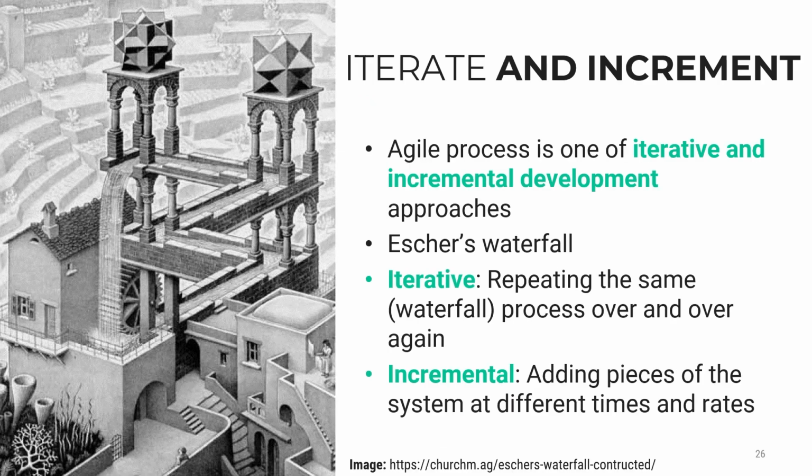Agile process is one of what we call the iterative and incremental development approaches. Take a look at this painting here. This is one of the paintings from Maurice Escher. All right, he's the famous Dutch painter and philosopher. Take a look at this waterfall. The water falls down here, runs through the mill, coming down here and down here and down here, and somehow it shows up back at the top of the waterfall, and the cycle repeats again. So the iterative and incremental works much like this.